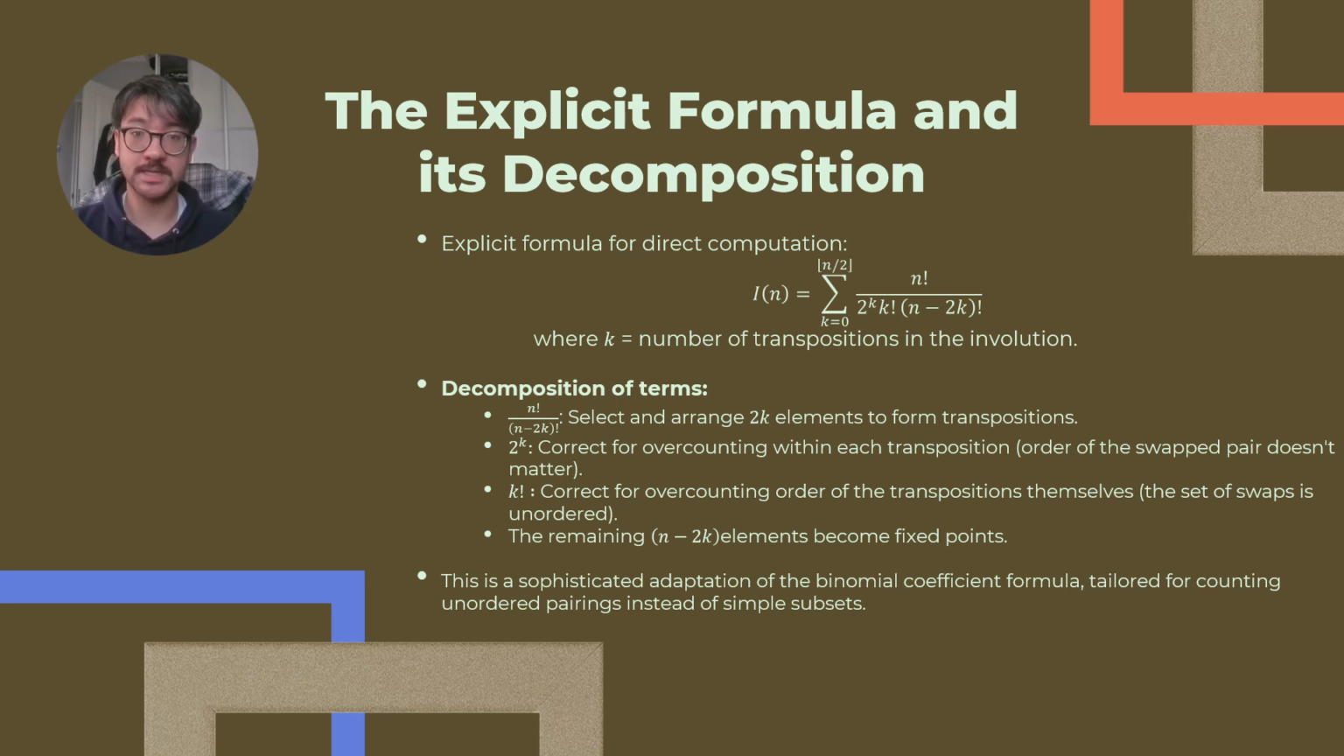k factorial: this divisor corrects for the overcounting of the order of the transpositions themselves. The set of swaps AB, CD is the same as CD, AB. The remaining n-2k elements become fixed points. This explicit formula is a sophisticated adaptation of the binomial coefficient, tailored for counting pairings rather than simple subsets.